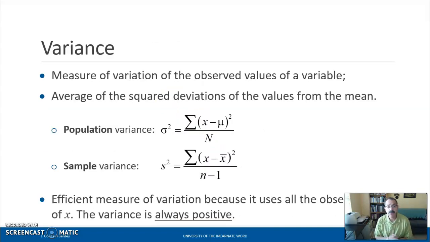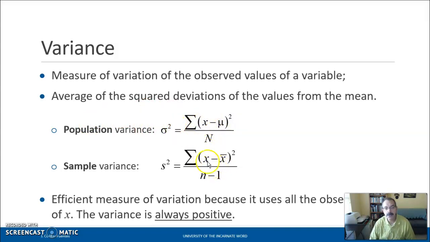Now the variance, which is a more common measure of variability that we use in statistics, is equivalent to the average squared deviations of values from the mean. So each x value deviates from the mean, and that deviation we square it, and we divide it by the number of squared deviations. That's what we say is the average of the squared deviations of the values from the mean. And so this is the expression for the population variance.